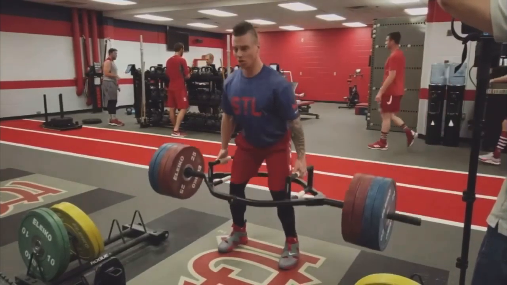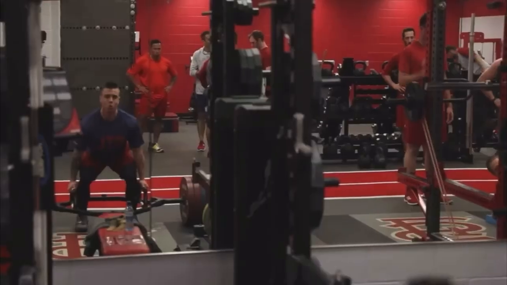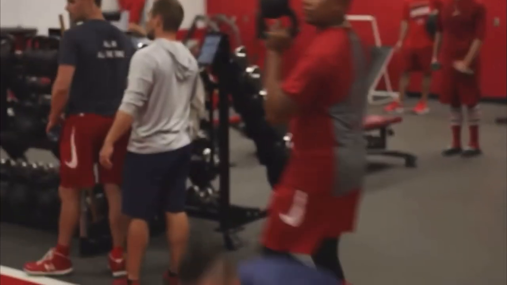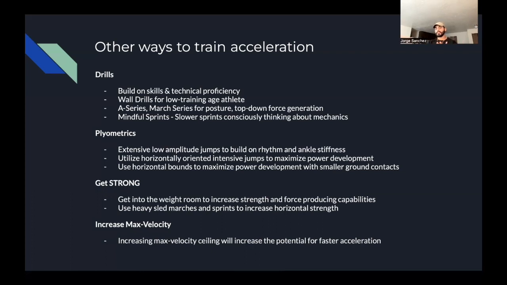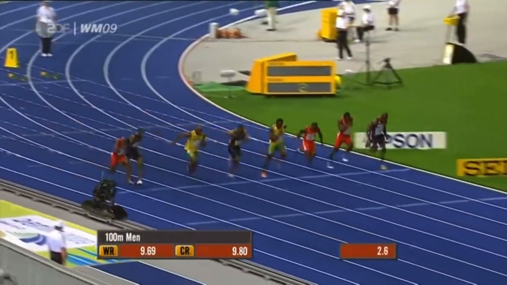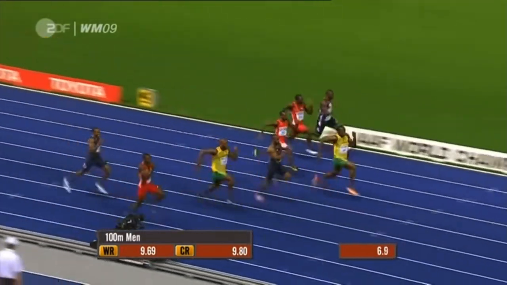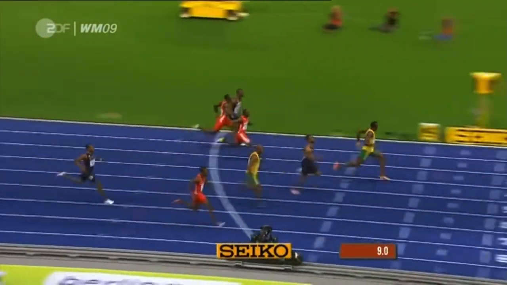Another way to indirectly improve acceleration is to get very strong. So get into the weight room and get strong and increase those force-producing capabilities. You can also get stronger outside of the weight room by marching or sprinting against heavy sleds to increase that horizontal strength at the same positions as you accelerate in. Then lastly, increasing your max velocity ceiling to increase the potential for faster acceleration is another way that you can indirectly train that acceleration. But we'll discuss that more in video 2 when we talk about max velocity.